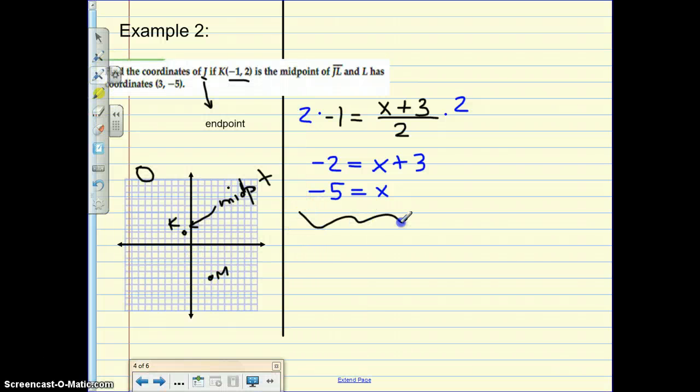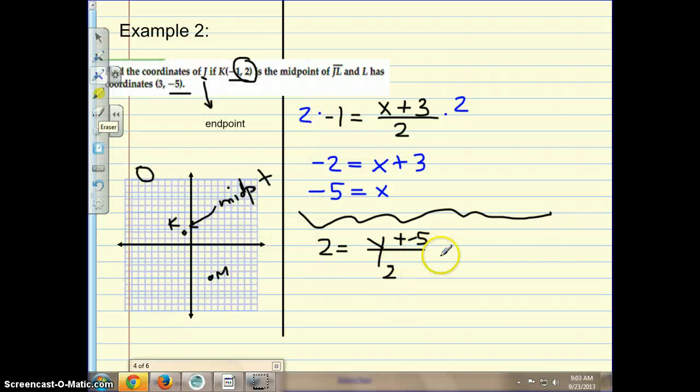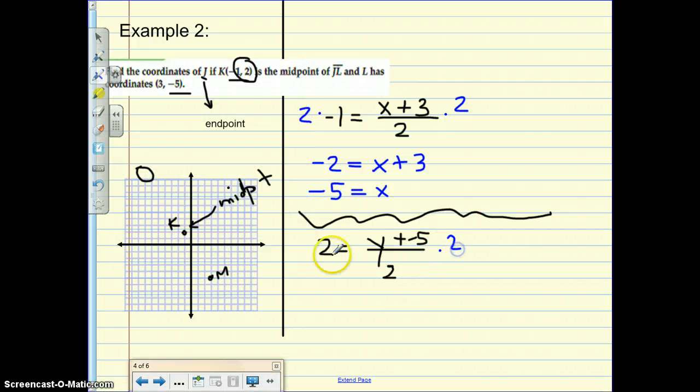So I'm just going to draw a squiggly line for finding our y. Same process. We know that the y of our midpoint is 2. So we know that all of this setup is going to equal 2. And we don't know one of the y values, but the other y value is -5. So if we add up an unknown plus -5 and divide it by 2, we get out 2. So let's solve for y. Multiply both sides by 2.